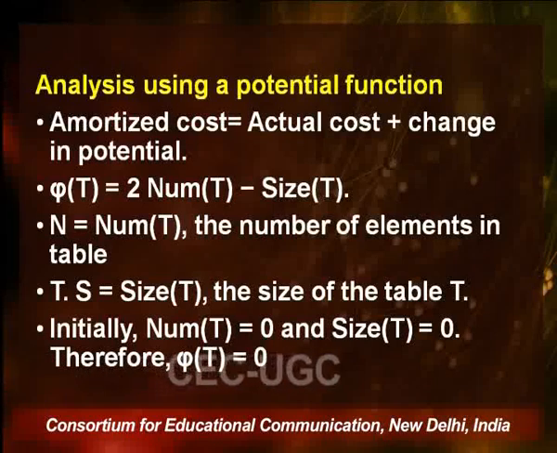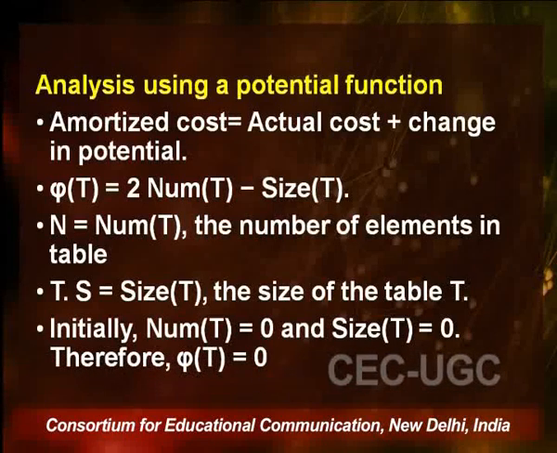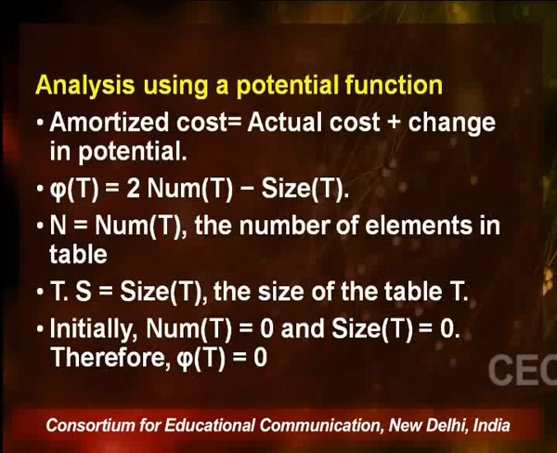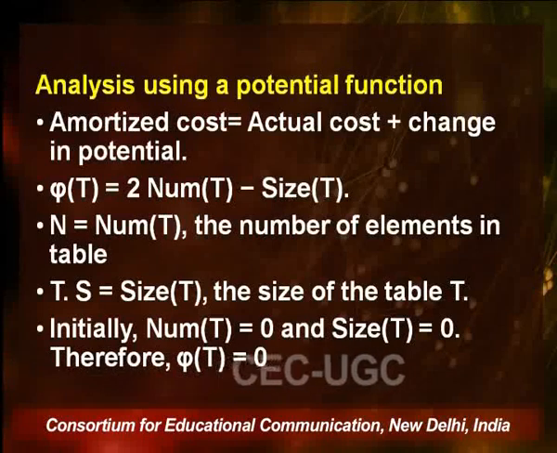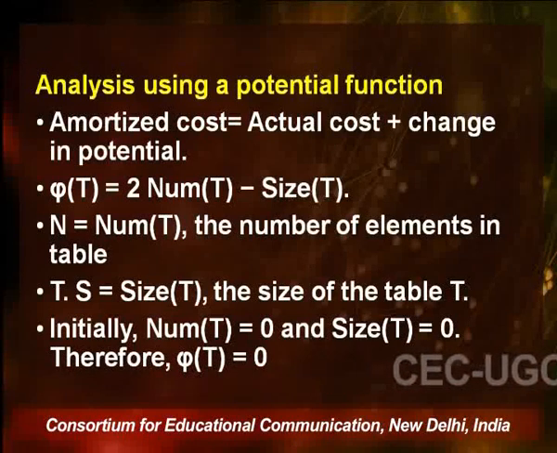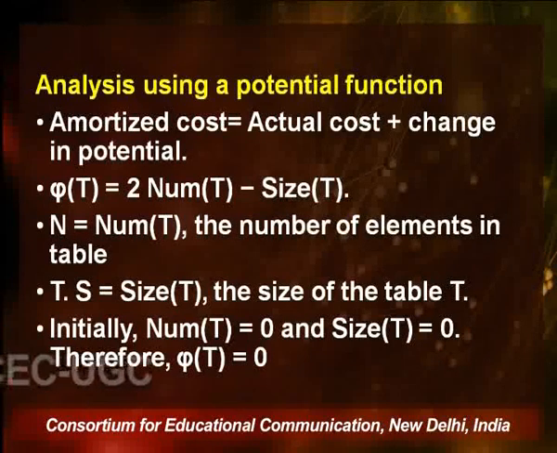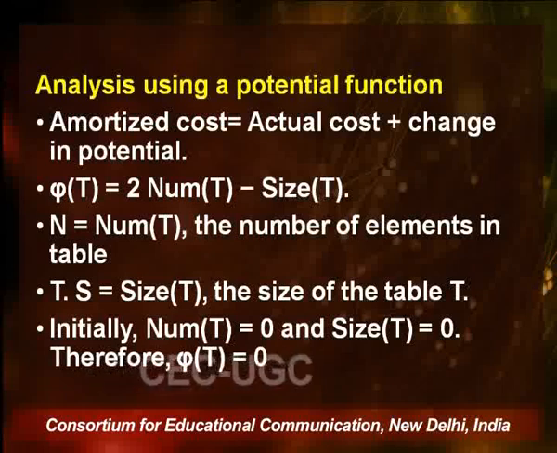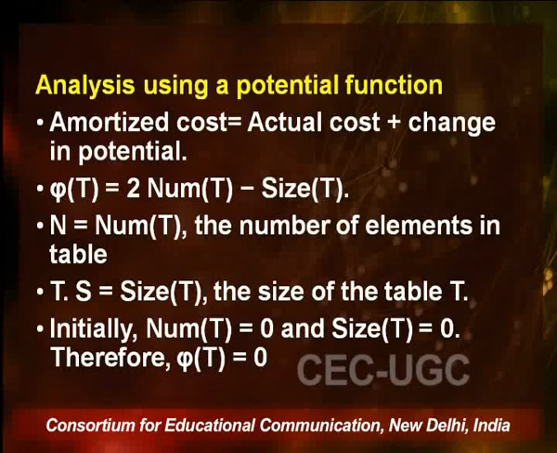So one is the size of the table, how much it can accommodate, and one is how many elements it is containing presently. That is your num T and size T, and my potential function is coined as phi of T equals twice num T, 2 multiplied by num T, minus size of T.